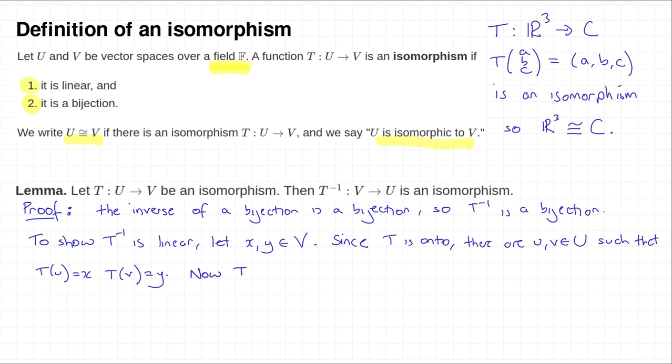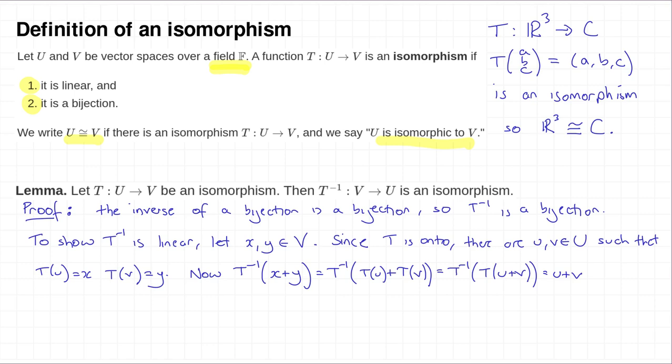The reason this helps us is as follows. If we look at T inverse of x plus y, well, that's T inverse of T of u plus T of v. Now, we don't know that T inverse is linear yet, but we do know that T was linear because it was an isomorphism. So T of u plus T of v is T of u plus v. Now I have T inverse of T of u plus v. So by definition of the inverse function, that's u plus v.